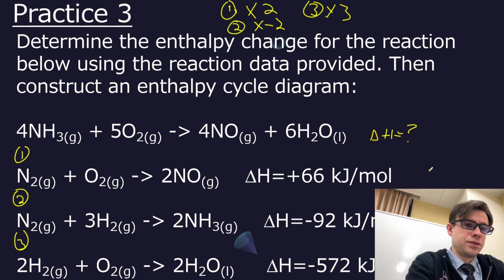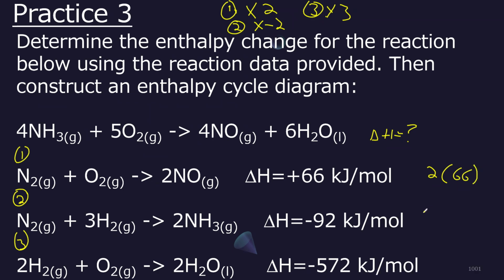So we get 2 times 66, minus 2 times minus 92, and then 3 times minus 572. All of these added together will give you about minus 1400 kilojoule per mole. So that's what the enthalpy of the target is, minus 1400.